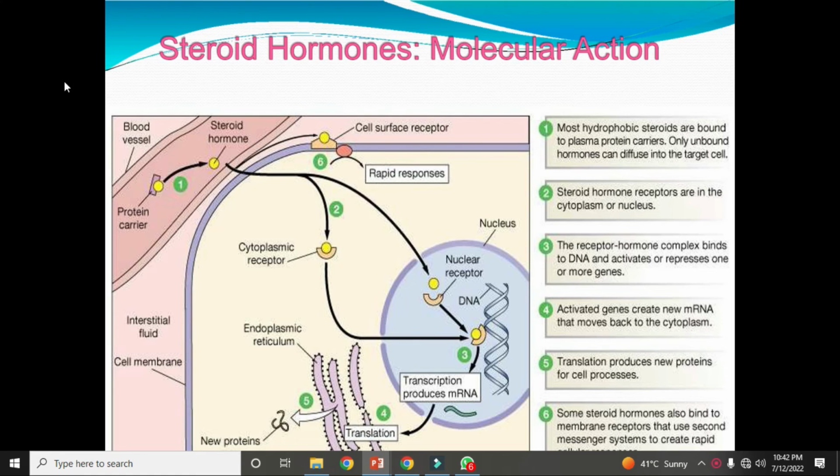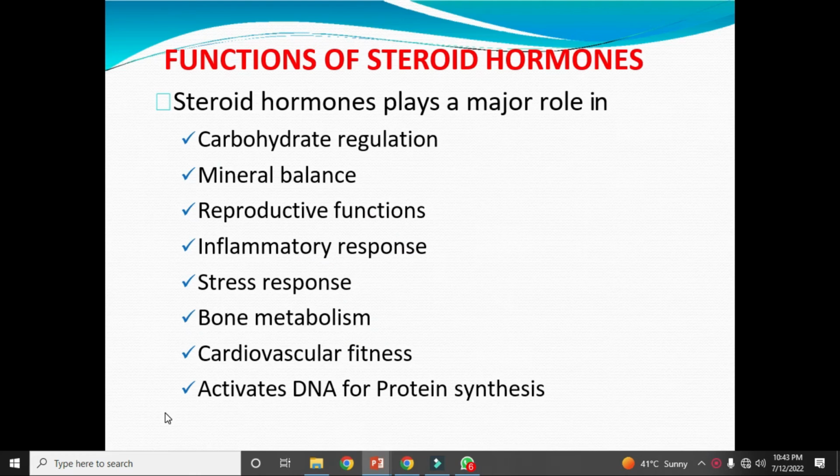This diagram shows steroid hormones' molecular action. If we look at this diagram, first of all, we know that most hydrophobic steroids are bound to plasma protein carriers. Only unbound hormones can diffuse into the target cell.